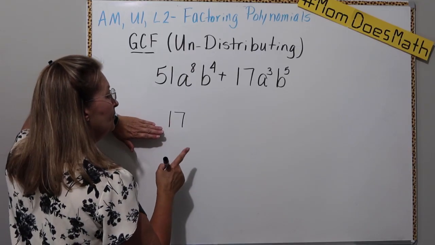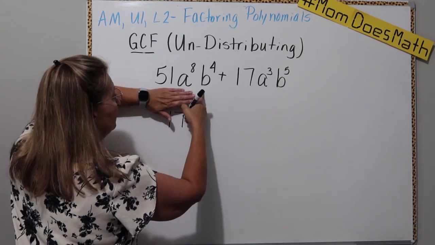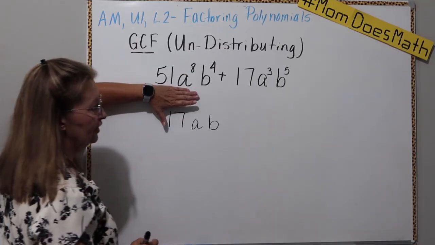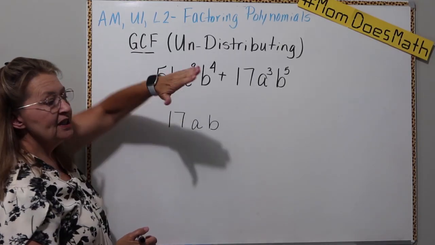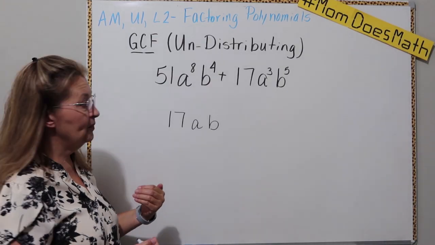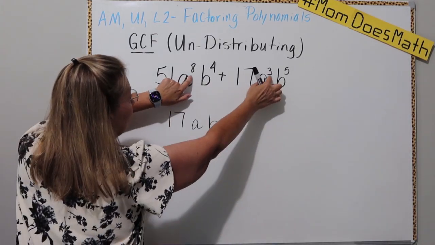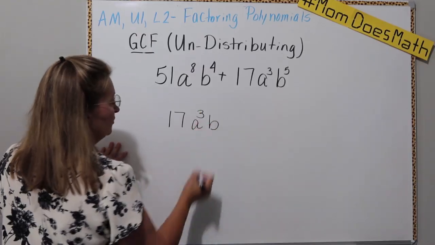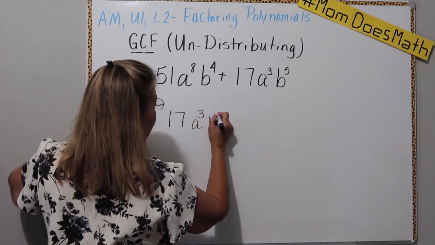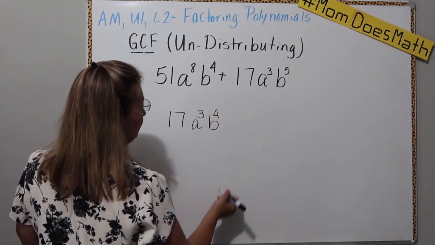Now, let's look at common variables. Both of these have an a and a b. So we're going to need one of each. Now we just need to pick the exponent. Remember, you're going to choose the lowest exponent that you have. I've got an 8 and a 3, so I'm going to choose the 3. On b's, I've got a 4 and a 5, so I'm going to choose the 4.